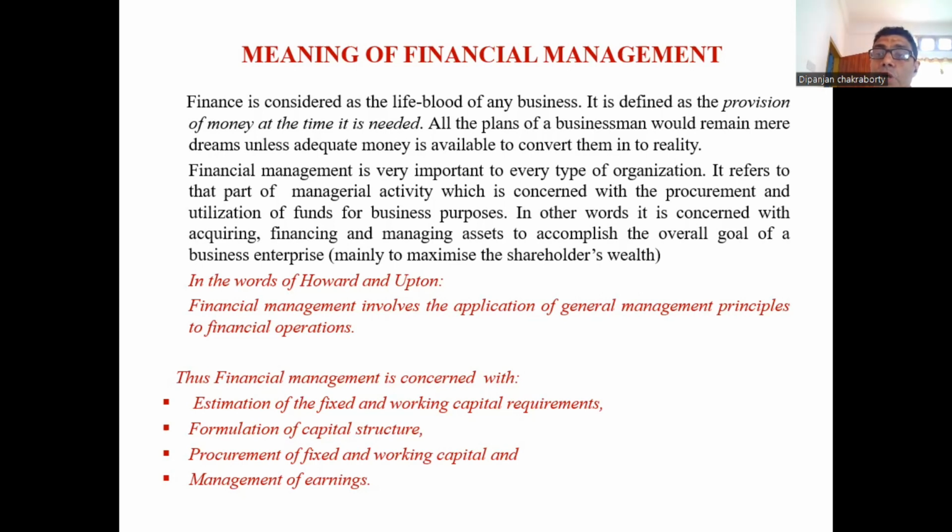If a business enterprise wants to achieve its goal, its main objectives, a business firm or organization must acquire finance and manage assets in a proper way. That means mainly maximization of shareholders' wealth is one of the main things of financial management.